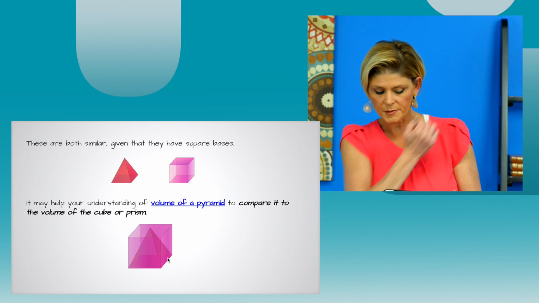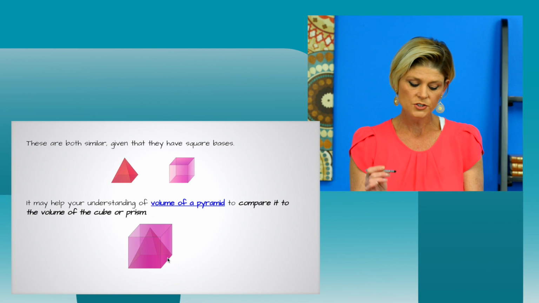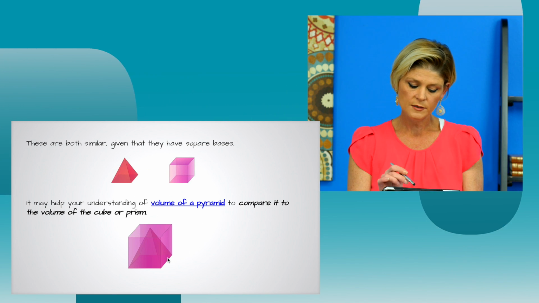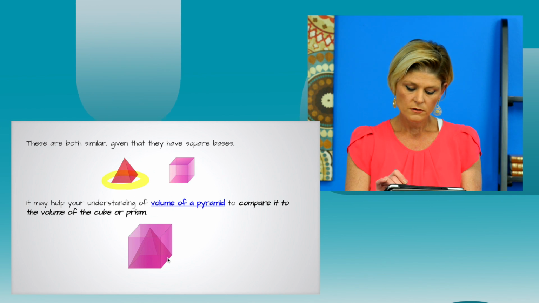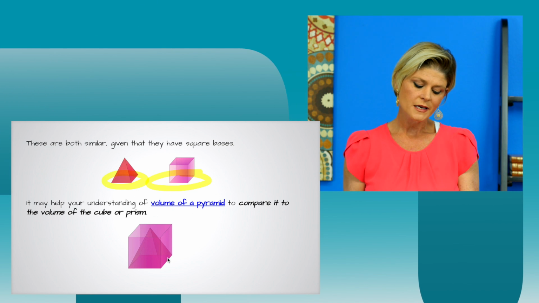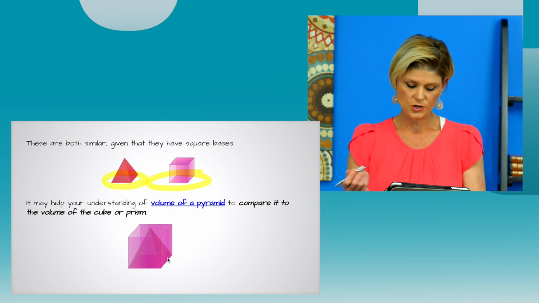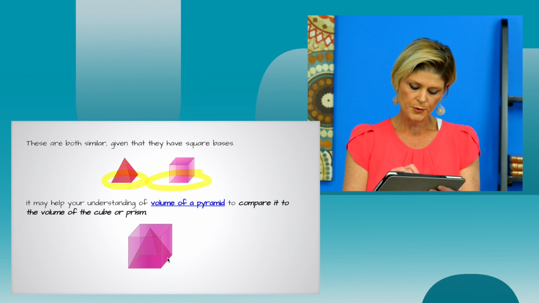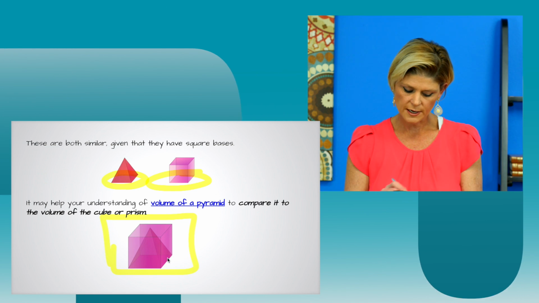So why are we talking about these two separate shapes? Because I wanted you to pay attention to the fact that they are similar because they have square bases. And it may help your understanding of the volume of a pyramid to compare it to the volume of the cube or prism. And you can see here, I put the prism inside the cube. And you'll see how this can help us.